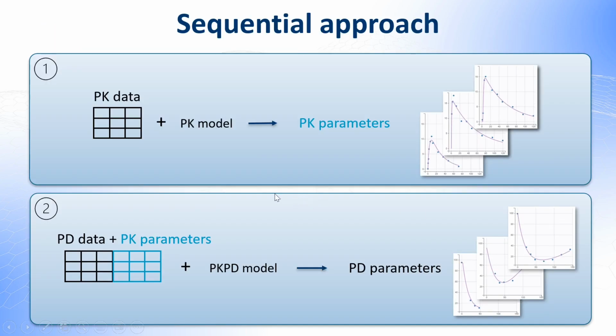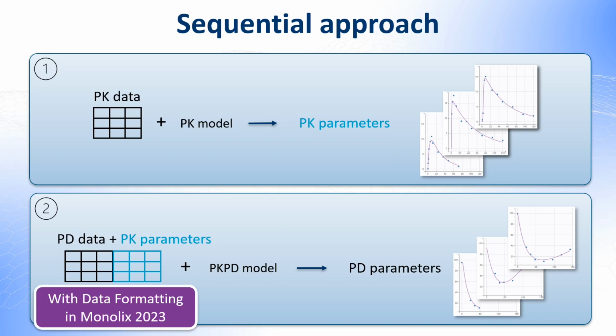In a typical sequential modeling approach, we estimate PK parameters with the first PK dataset, and in a second step, we use them for modeling PD data with a joint PKPD model. We import the PK parameters to the PD dataset by inserting one column for each PK parameter. Starting in Monolix 2023, it is now possible to do this directly in the interface without modifying the original PD dataset with the data formatting module. Let me show you how.